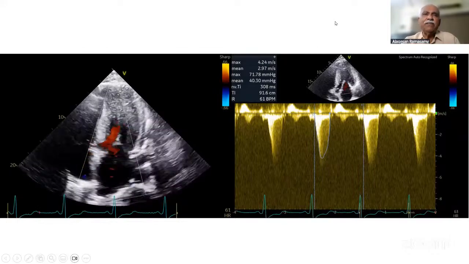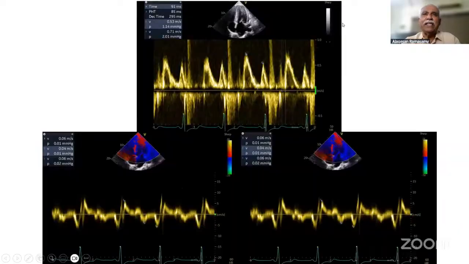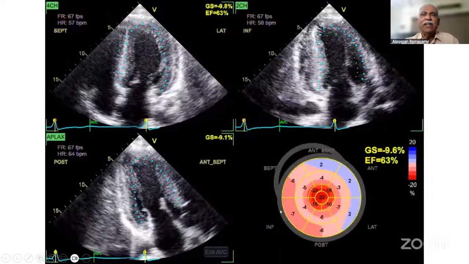So these are the typical findings in a patient with hypertrophic obstructive cardiomyopathy. We can assess the diastolic function from the left atrial inflow pattern and the septal and lateral annulus tissue Doppler. So this patient has significant left ventricular hypertrophy and also diastolic dysfunction. We can also assess the systolic function by using speckle tracking. This is called the strain pattern. Here in this patient, the left ventricular function as measured by ejection fraction is normal, but the left ventricular function assessed by the strain pattern is abnormal.